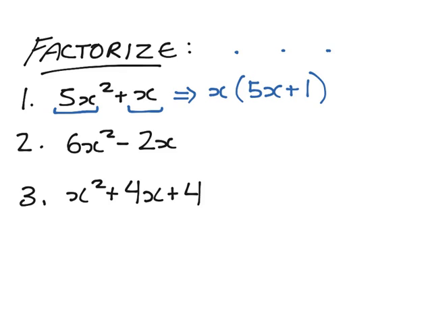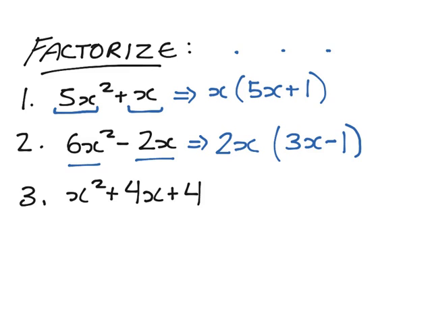Now the second problem. What do these terms have in common? 2x. If we take 2x out of both, we are left with 3x minus 1. 2x times 3x would be 6x squared. 2x times -1 would be minus 2x. So you see, if you multiply that out, you get the same expression. Last one.